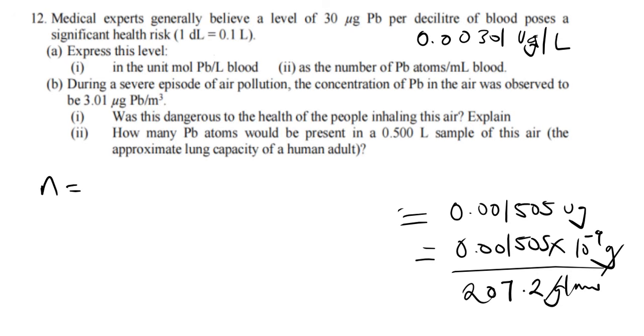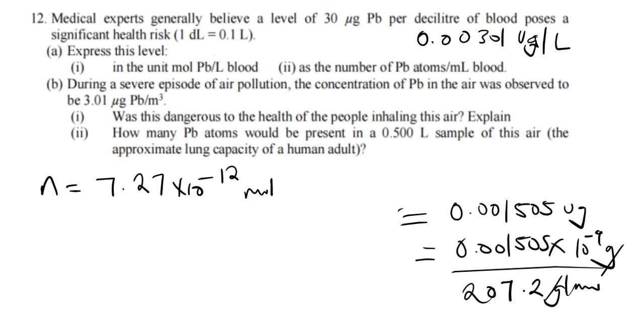0.001505 times 10 to the power negative 9 divided by 207.02. I'm getting the number of moles to be 7.27 times 10 to the power negative 12. Those are the number of moles. Now we're supposed to finally convert the number of moles to atoms, because we've been asked how many lead atoms will be present in that amount.